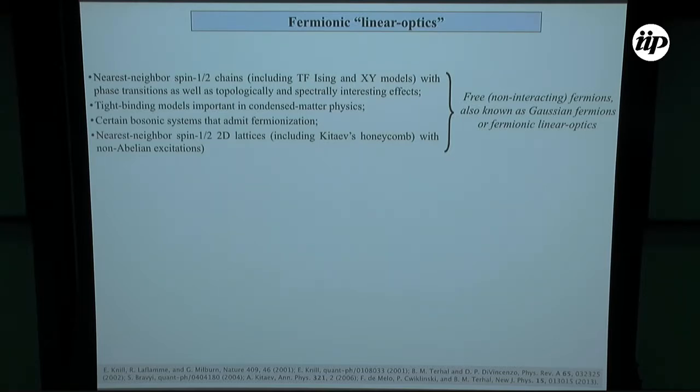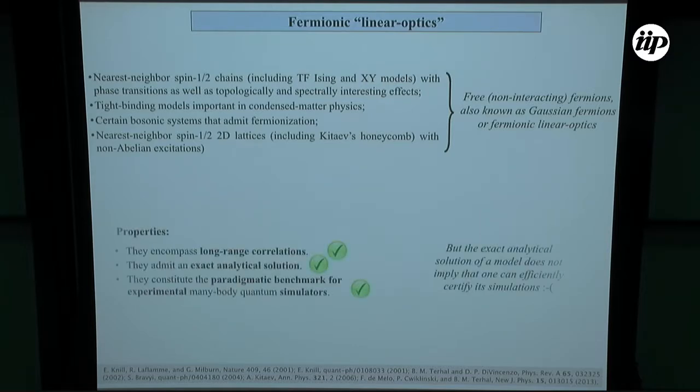There are some tight binding models of condensed matter physics, certain bosonic systems, and even some two-dimensional lattices, like Kitaev's honeycomb, for instance. They all belong to this class of free fermions. People in quantum information also call them Gaussian fermions or fermionic linear optics. I didn't invent these names; this is the nomenclature that people use, and they have many interesting properties.